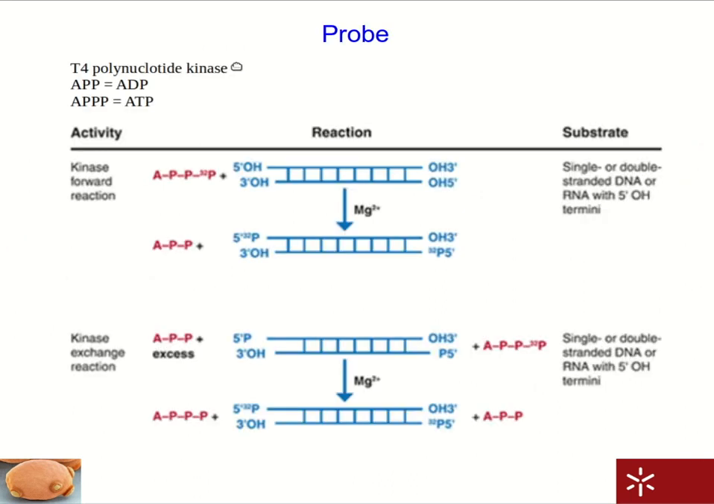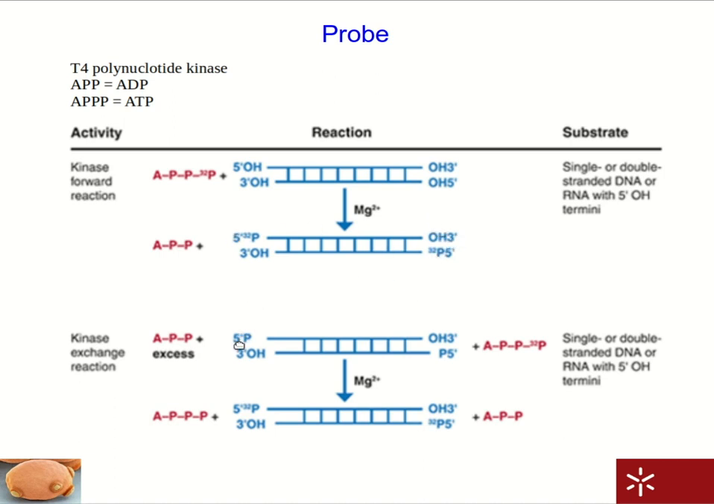DNA can also be labeled by adding a radioactive phosphate molecule to the end of the DNA sequence using T4 polynucleotide kinase. Here we use radioactive ATP, this molecule here, and a molecule that has OH hydroxyl groups on the 5' end, and by the reaction of the kinase, the ATP is turned into ADP, and we have radioactive phosphate on the 5' end.